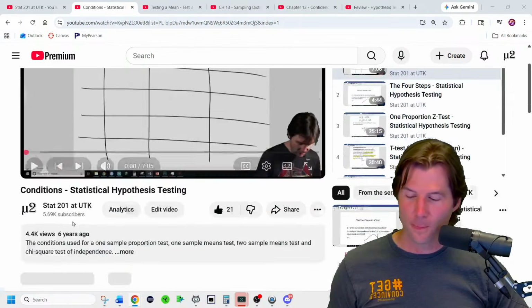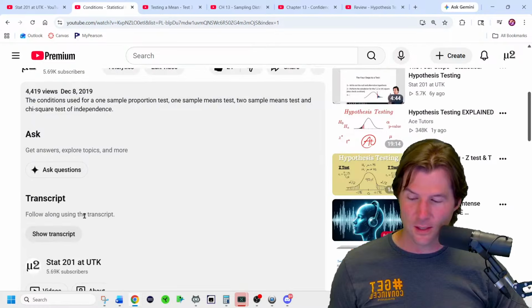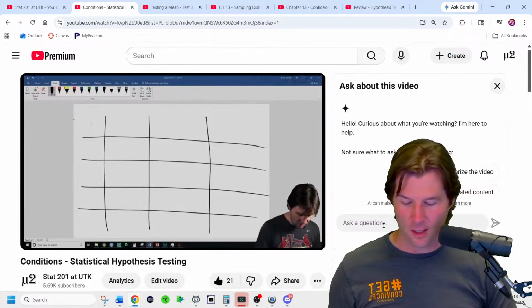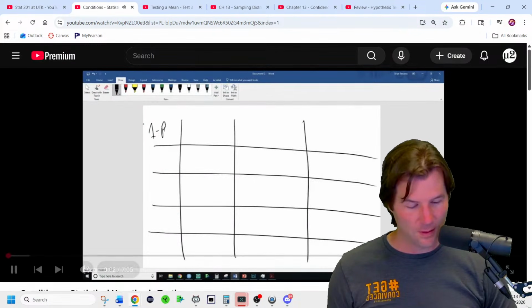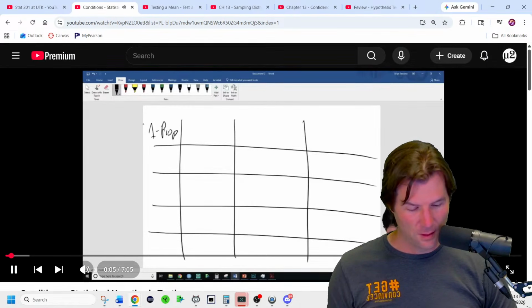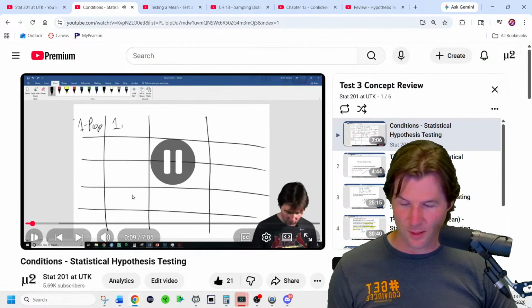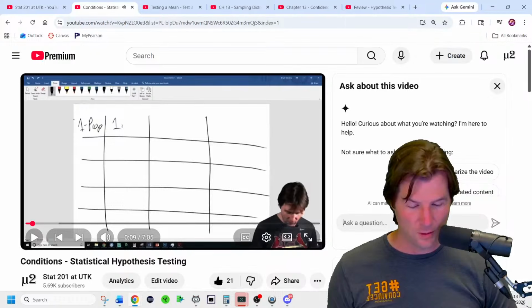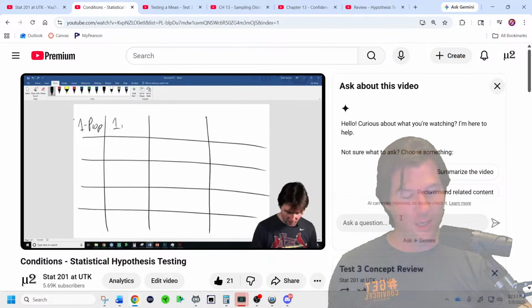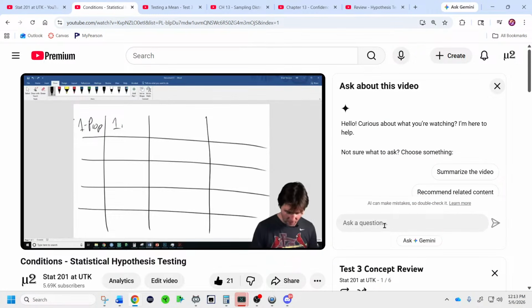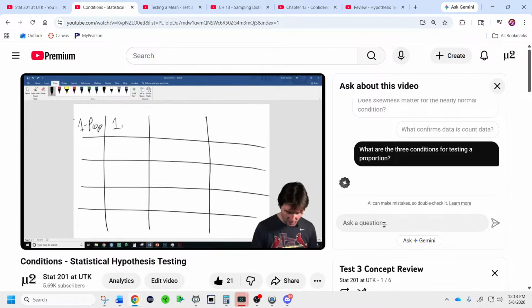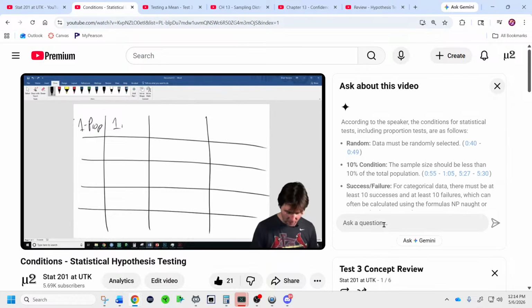One thing you can do is use the Ask Assistant on it. You can go ask questions, and you could say, what is one proportion? Oh, we'll come back to that in a moment. We'll do that one as a review question. Let's go into ask questions this time. Let's go right here and say, what are the 3 conditions for testing a proportion? And let's see if it gets it right. It should say random, 10%, success failure. Nice job. Look at that.